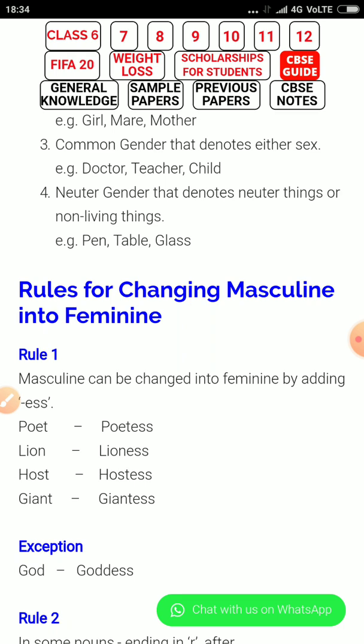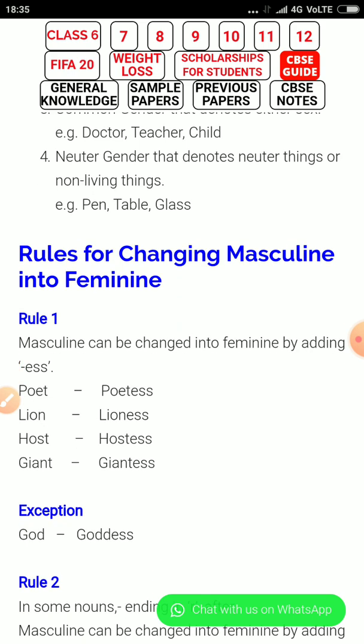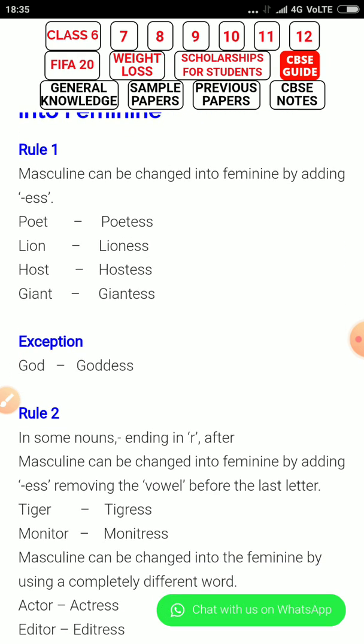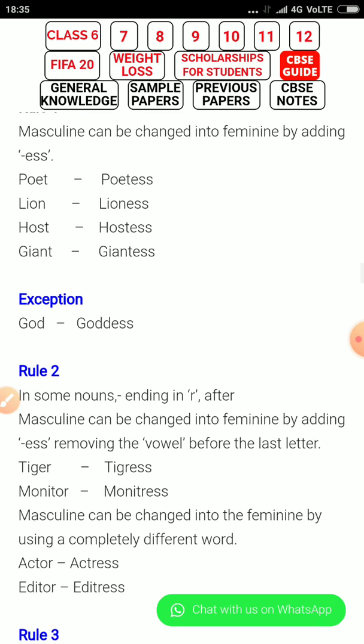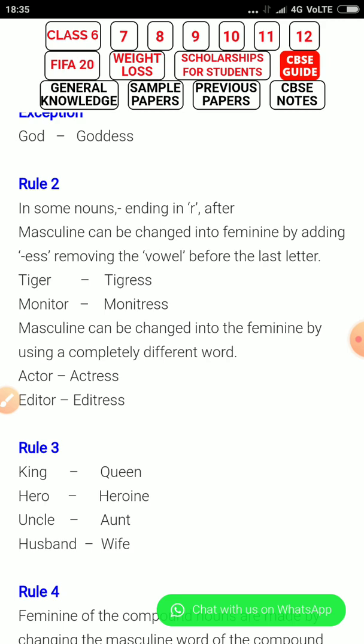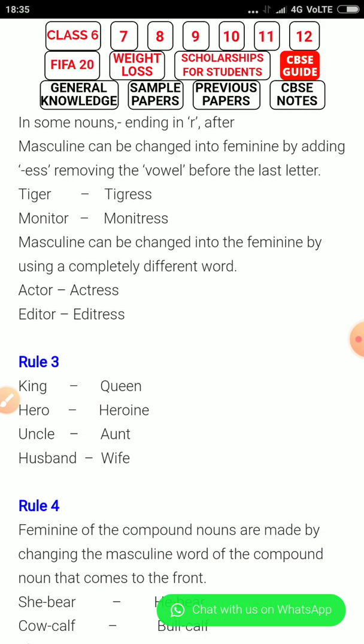Rules for changing masculine into feminine. Rule 1: masculine can be changed into feminine by adding ess: poet, poetess; lion, lioness; host, hostess; giant, giantess. Exception: god, goddess. Rule 2: in some nouns ending in r, masculine can be changed into feminine by adding s and removing the vowel before the last letter: tiger, tigress; monitor, monitress. Masculine can also be changed into feminine by using a completely different word: actor, actress; editor, editress. Rule 3: king, queen; hero, heroine; uncle, aunt; husband, wife.